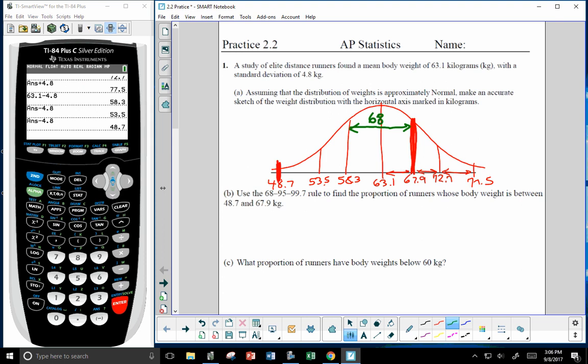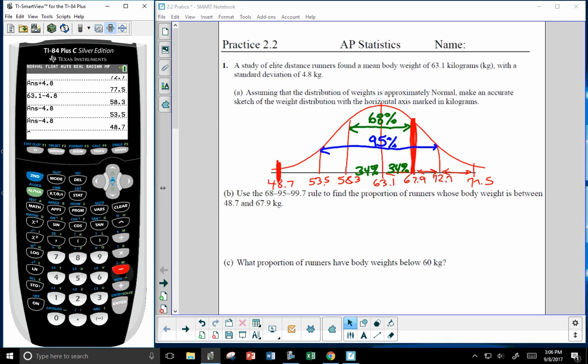Then we know that the next standard deviation has 95% of the data between it. If I take the 95% and subtract the 68, I'm left with 27 to be shared between these 2 little gaps right here. 27% of the data is shared between those 2, but it's symmetric. So if we divide it by 2, each of these gaps is 13.5%.